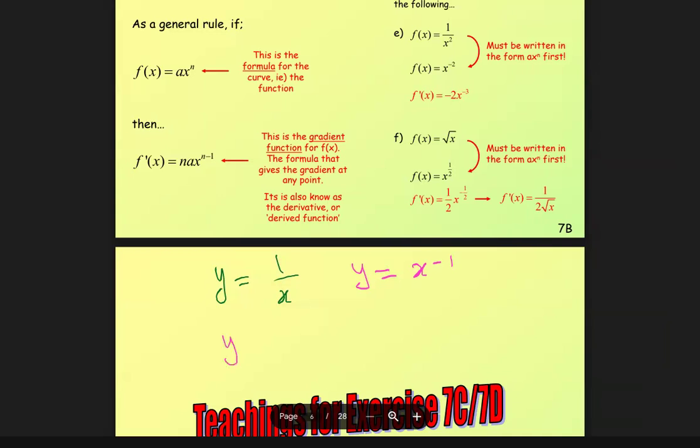So if you have something like this, y equals 1 over x squared, that's going to be the same thing as what? y equals x to the power of minus 2. Can you see? So it's going to be easier for you to do than to look at it in that fractional form. If you have y equals 2 over x cubed, that gives you y equals 2x to the power of minus 3.